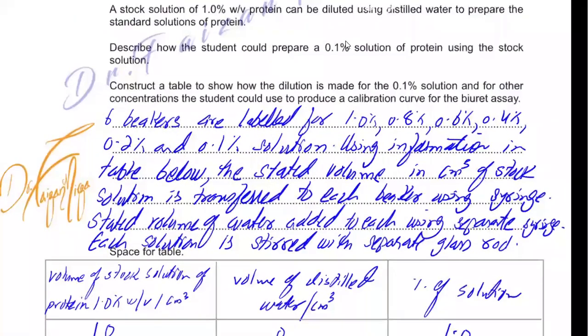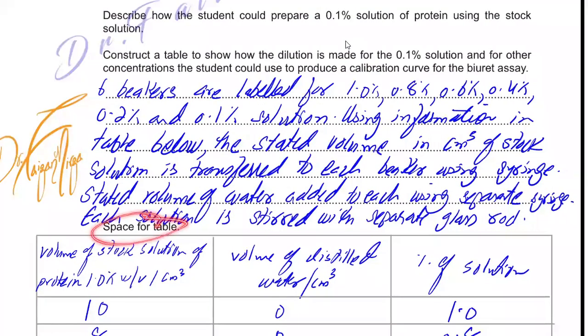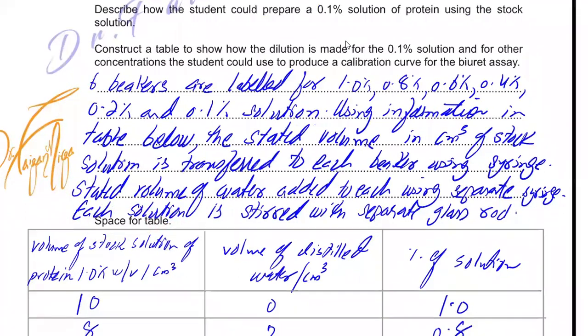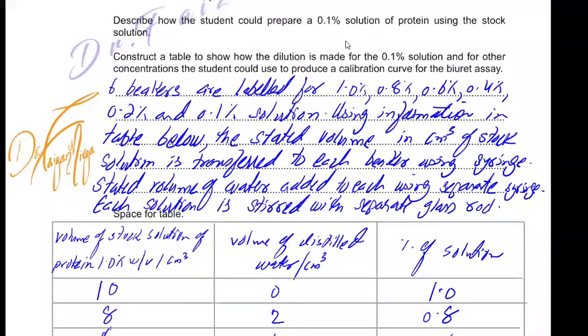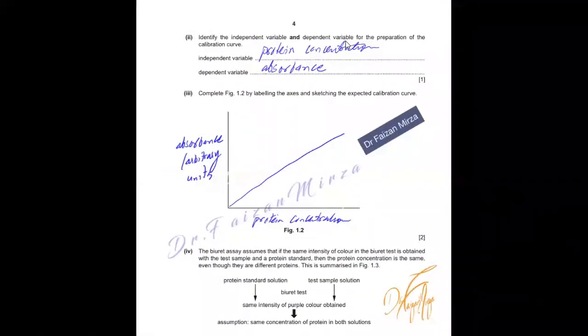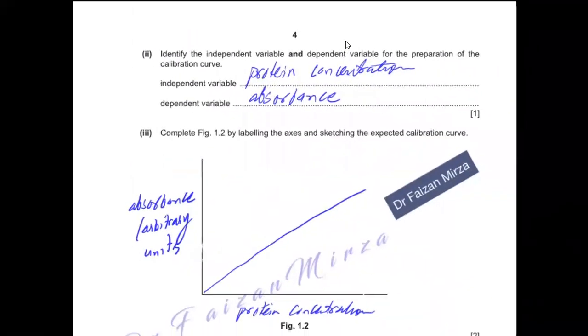Now, not only have they given you the space for the table drawing, they have asked you to give a description as well. So what will the description be? 6 beakers are labeled for these percentage solutions. Using information in the table below, the stated volume of cm cube of stock solution is transferred to each beaker using a syringe. Stated volume of water is added to each using a separate syringe. Each solution is then stirred using a separate glass rod. This is how a range of standard solutions can be prepared.